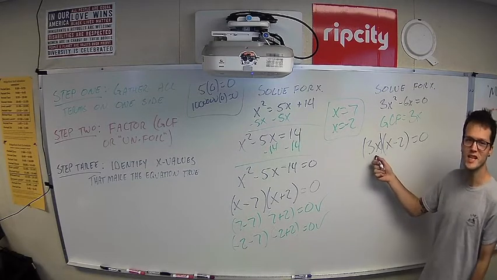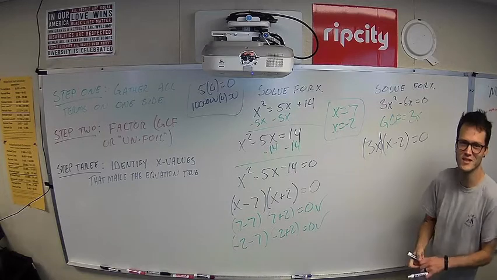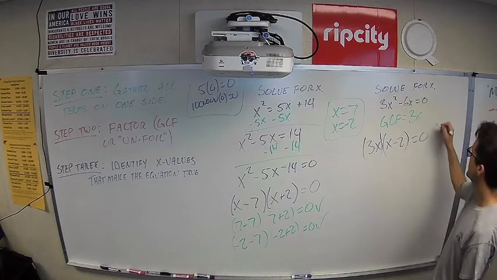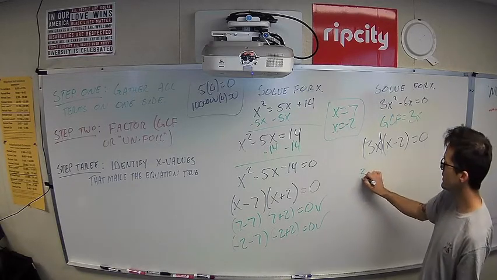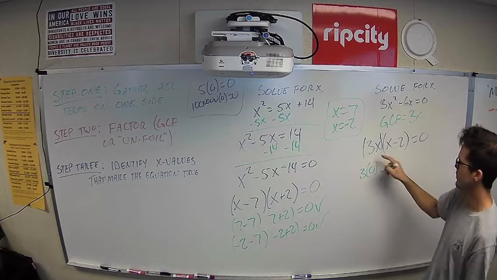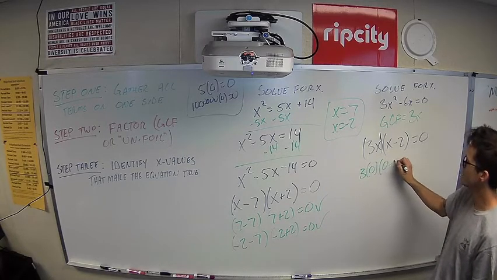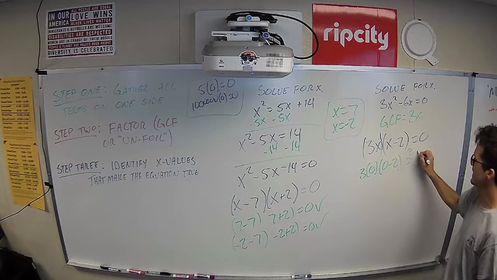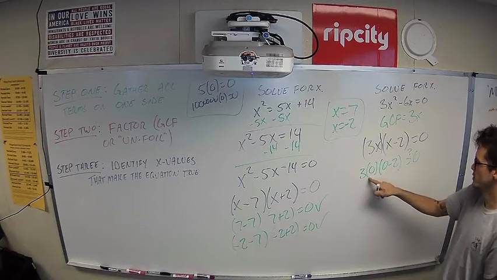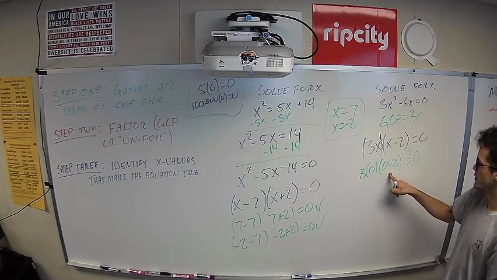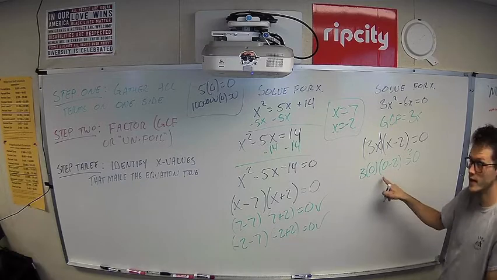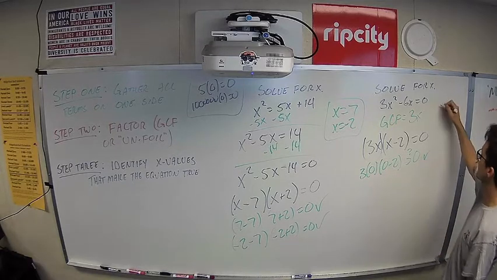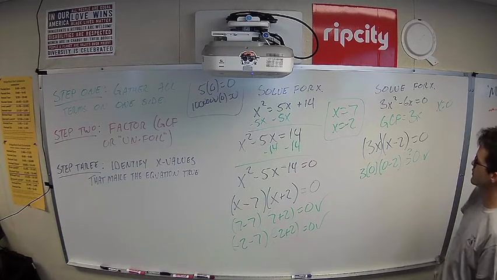Well, the first one, 3 times x, what makes that equal 0? That's just when x equals 0. So if we plug in 0 for x, 3 times 0 times 0 minus 2, does that equal 0? Yeah, because we have 0 times stuff. In this case, it's negative 2, but 0 times negative 2, that does work. So x equals 0. That's one of our solutions.